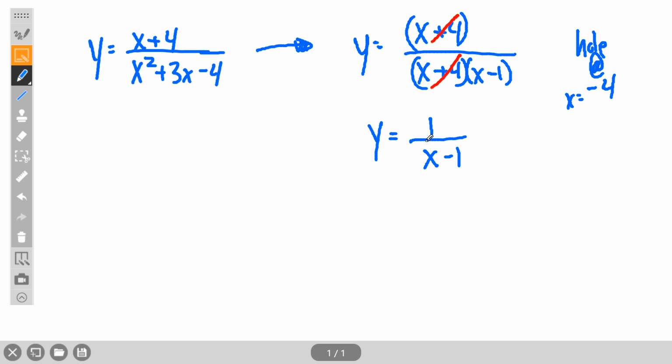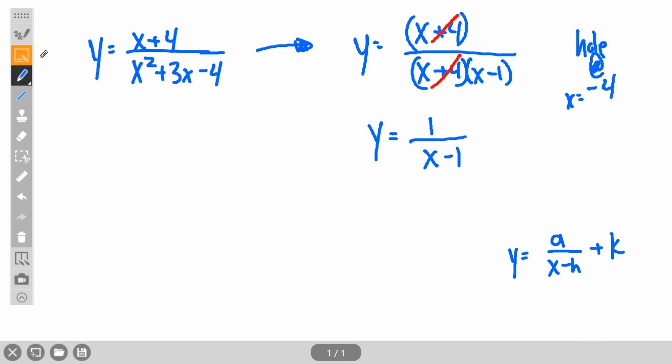This is the form that we did yesterday. This is constant over linear, okay? The actual form is y is equal to a over x minus h plus k. Okay, this is the actual form for this, okay? So if you remember how to do this type, you can assume there's a plus 0 here for k.